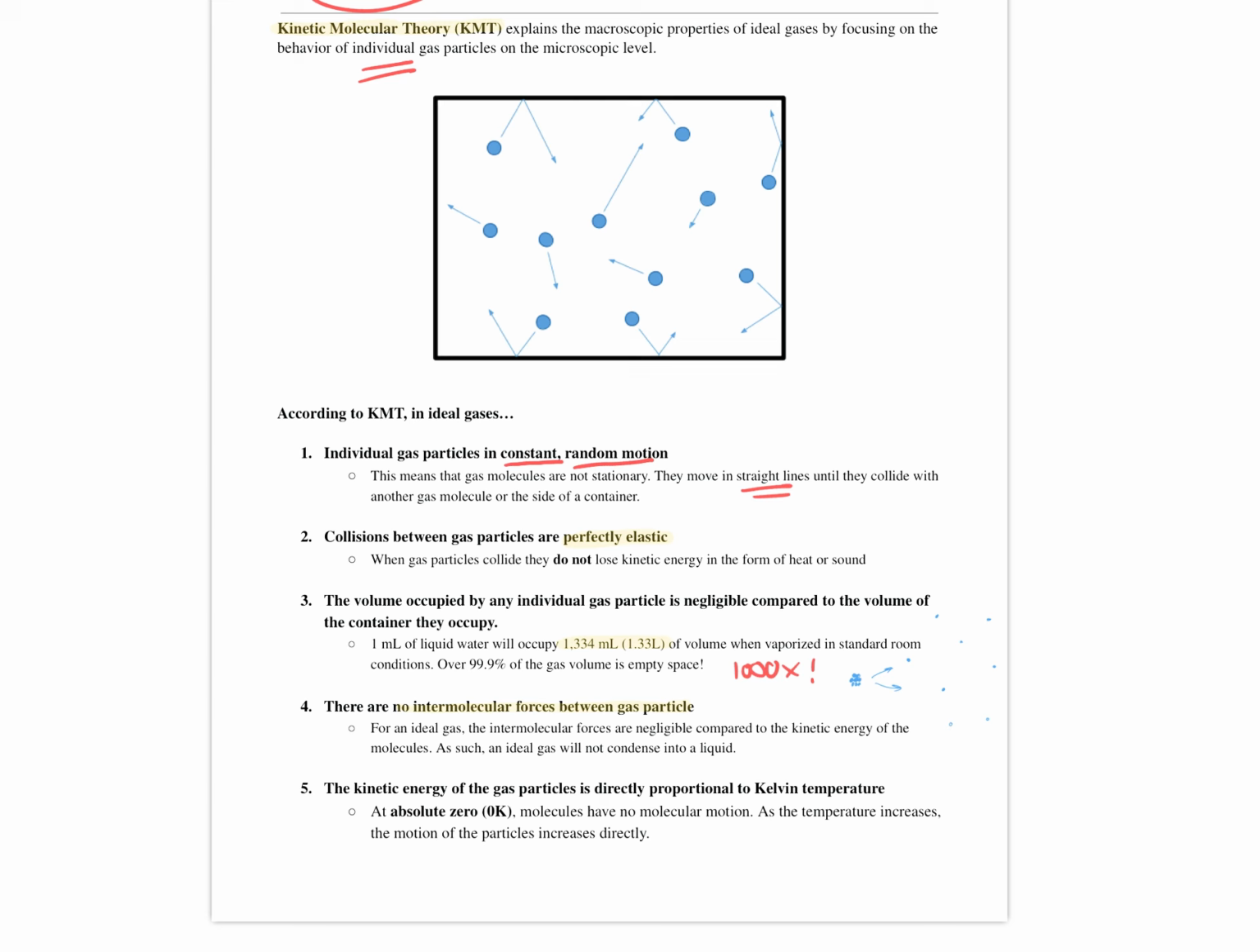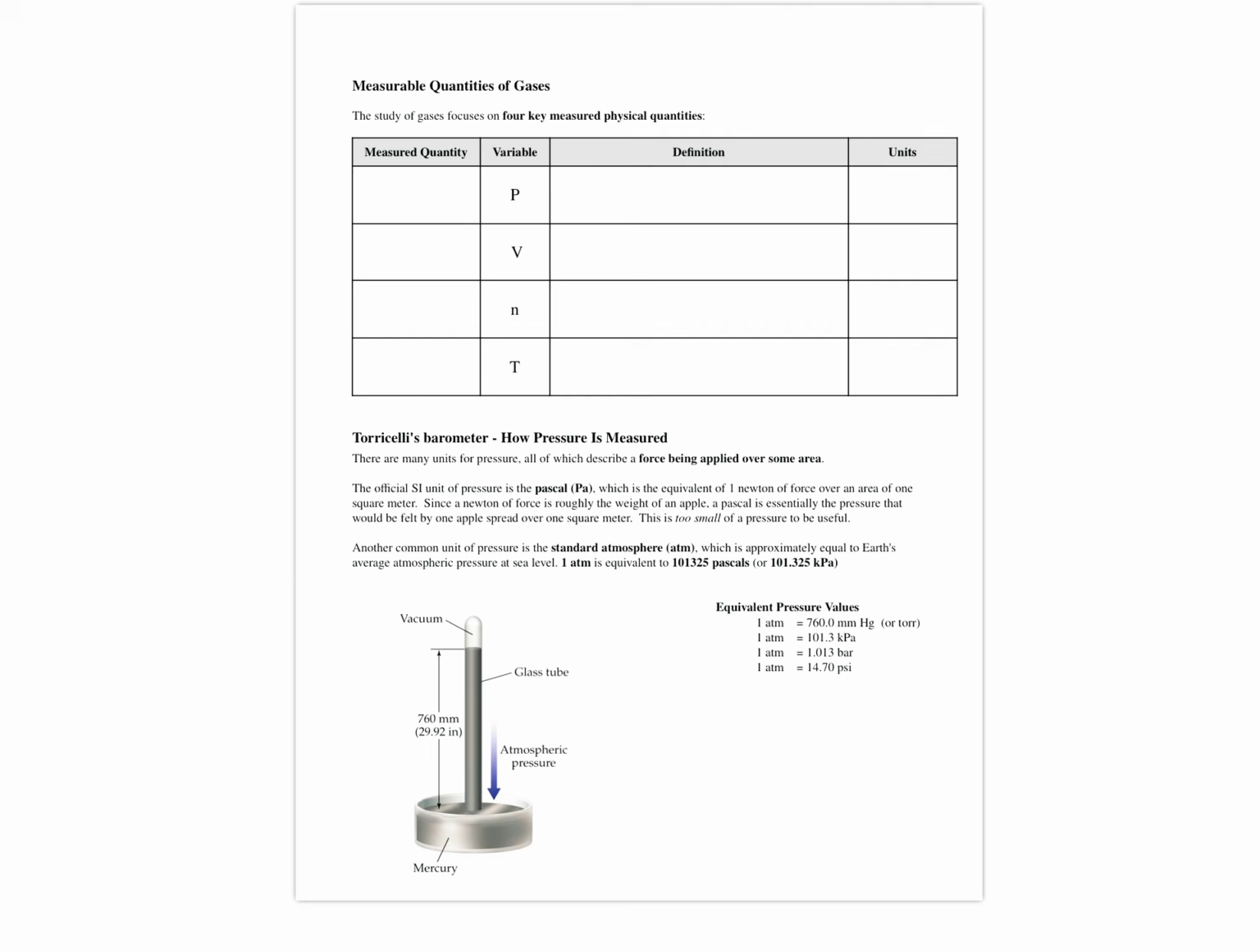And perhaps one of the most significant things in KMT is the fact that the kinetic energy of the particles and their motion, how fast they're moving, is directly proportional to the temperature in Kelvin. Recall that the Kelvin scale doesn't have any negative temperatures because you can't have negative motion of the particles. At zero, the particles are essentially as motionless as they can be. And then increasing the temperature in Kelvin comes with a direct increase in the motion of the particles, making them move faster and faster.